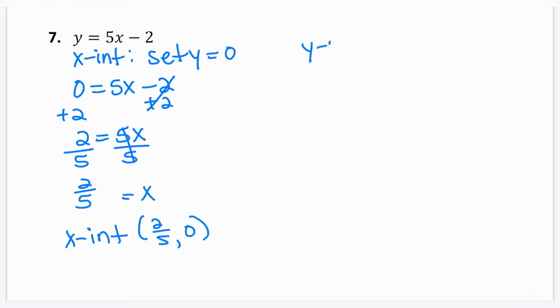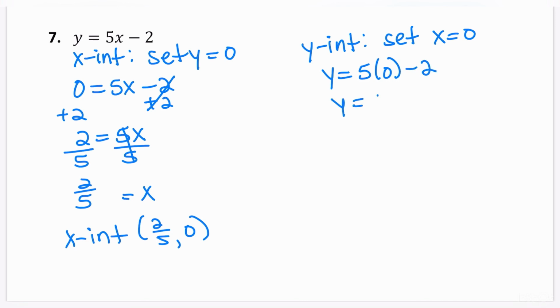To find the y-intercept, we have to set the x equal to 0. So that means y equals 5 times 0 minus 2. 5 times 0, of course, is 0. And 0 minus 2 is -2. So then the point 0, -2 is going to be my y-intercept.